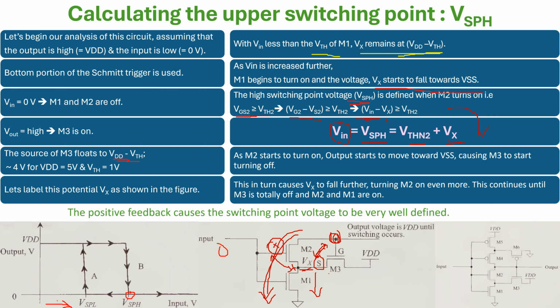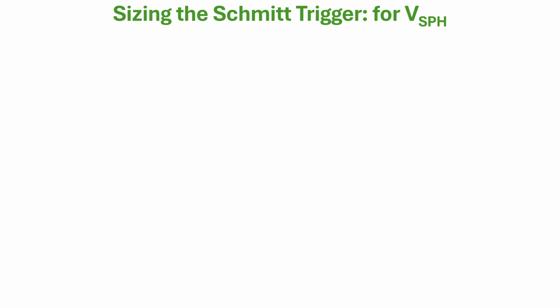So the positive feedback causes the switching point voltage to be very well defined. This is positive feedback, you can clearly see that. And now the switching points are very well defined, we'll see it later. Now we understood at what point the output switches down, right? So let's try to size the W and L's now.